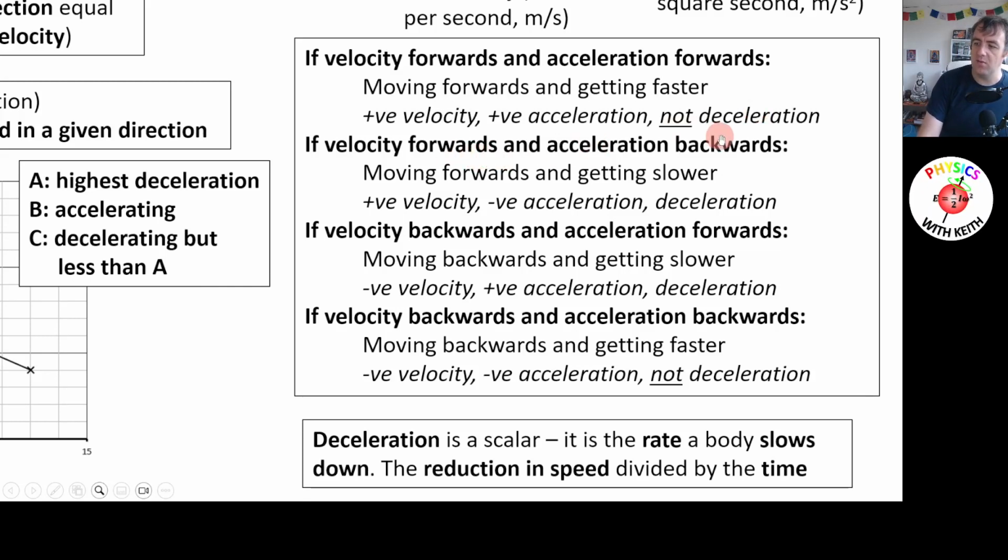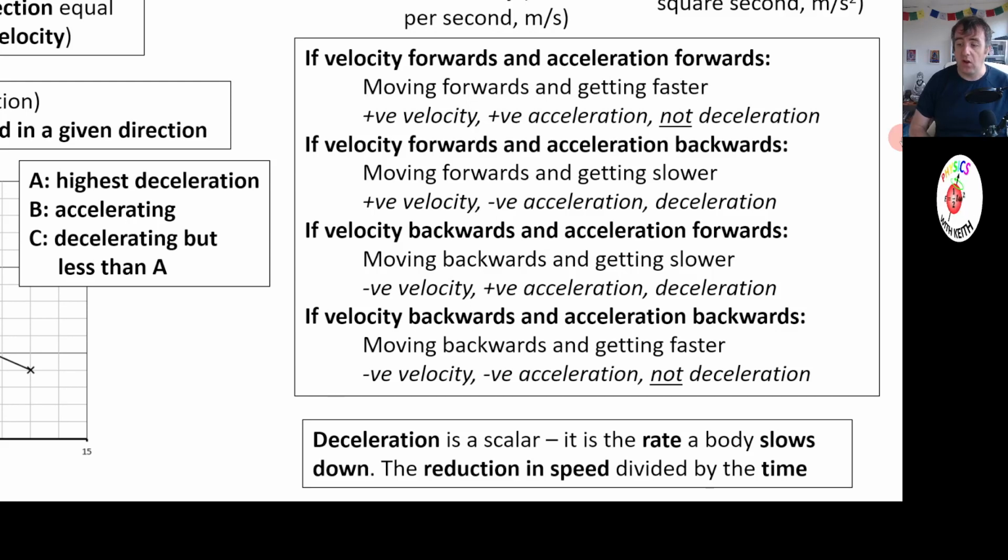If we're moving forwards and we're accelerating backwards, so we've got a positive velocity forwards, negative acceleration backwards, we are going to be slowing down. Because our rate of change of velocity is in the opposite direction to our velocity, we are going to be reducing velocity over time. We're going to be getting slower. So this is what people usually think of, those first 2 cases where they say, oh, deceleration is negative acceleration. But let's have a look at the next 2.